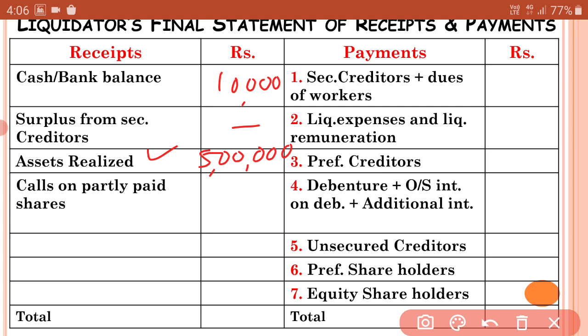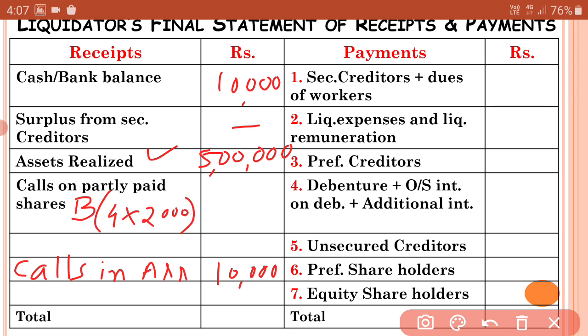Next, calls on partly paid up shares. So here the calls, first of all, calls in arrears also you write here, calls in arrears 10,000 on C equity shares, and calls on partly paid shares you get from the working note 8, B equity share 4 rupees into 2,000 shares, so 8,000, and C equity shares 14 rupees on 3,000 shares, so 42,000.